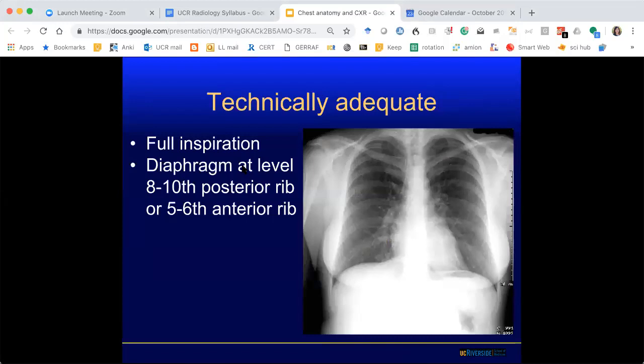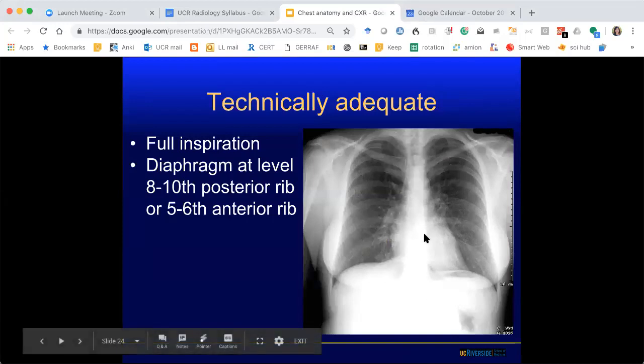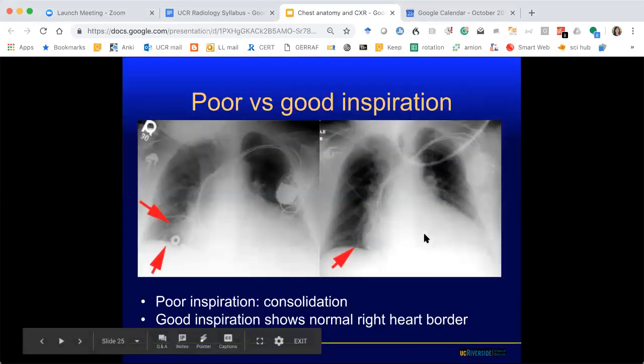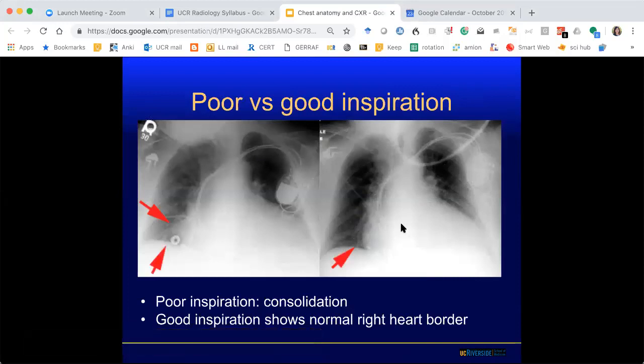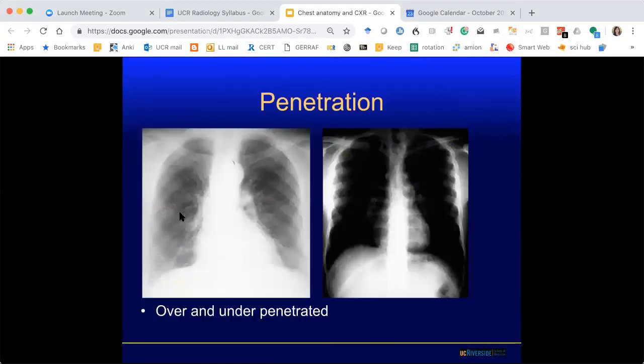Technically adequate. So when you look at an image, the first thing you have to assess is the quality of the image. Is the patient taking a full inspiration, do we see nice lung volumes? And then from there you can interpret the images. So here's an example of why that's important. Here we see this opacity along the right heart border, and then we repeat the images with the patient in full inspiration, and you see that opacity is gone. So that opacity is from poor inspiratory effort. This is why quality is really important, because you can misinterpret information if you don't have a good quality study.